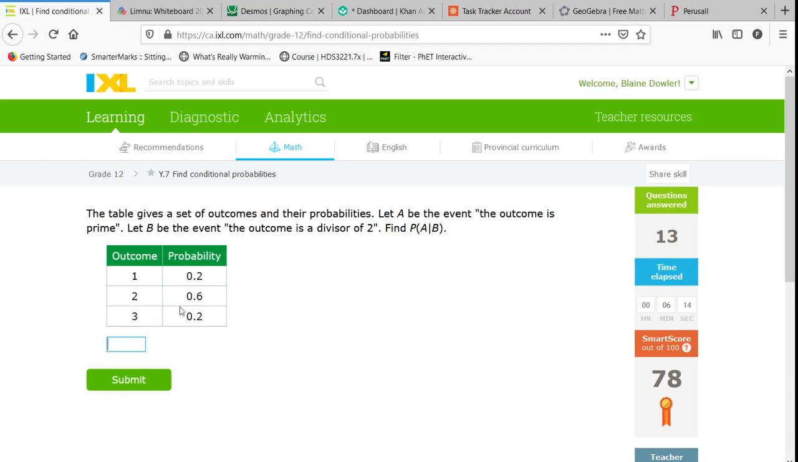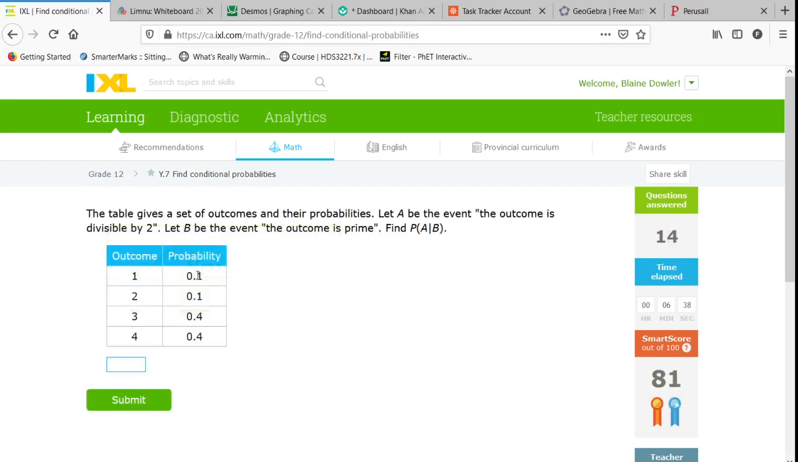So now A: outcome is prime. That's either 2 or 3, probability of 0.8. B is the outcome is a divisor of 2. That's 1 and 2. So outcome 2 is the only one that satisfies both criteria. So that's 0.6 for A and B, 0.8 for B. 0.6 divided by 0.8 is 0.75. Again, we are using decimals because they've provided decimals. So we have been given implicit permission to use them. So ideally, we're about half done.